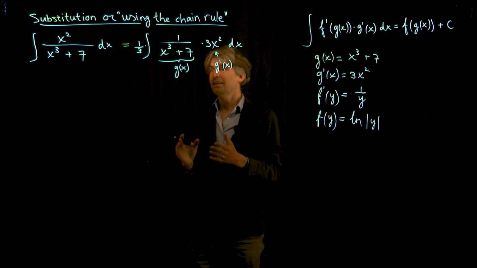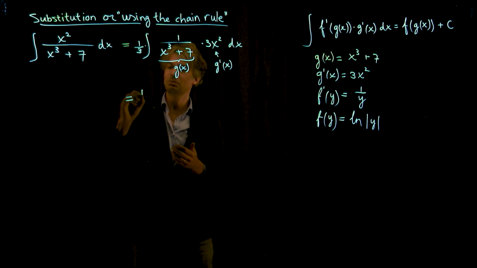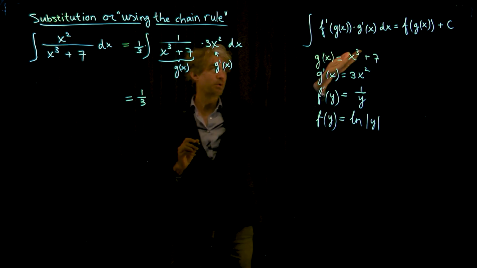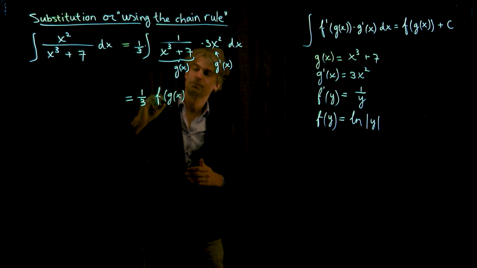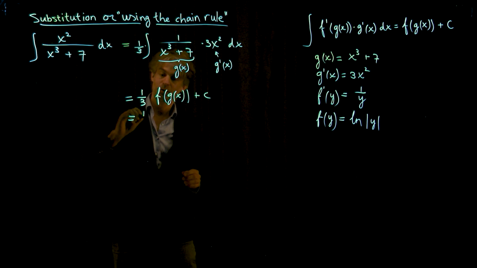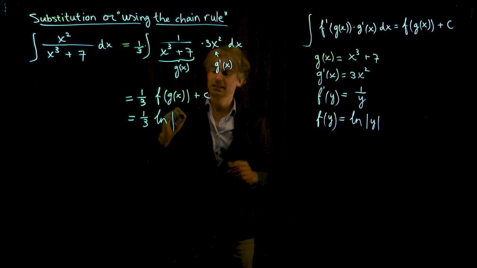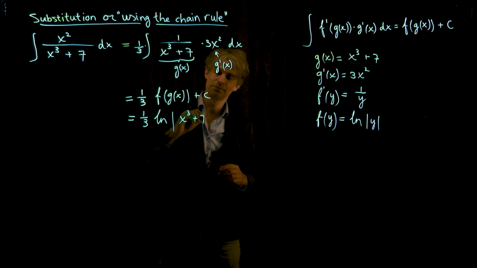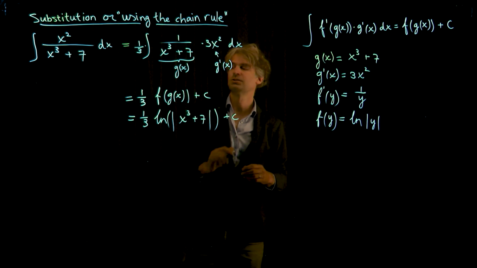And the nice thing about using the chain rule now like this, or substitution if you want, is that we're already done. So we have this 1/3, and now I just have to plug in the f of the g of x plus a constant. Well, f is ln of y, so it's 1/3 times ln, absolute value. Now plug in g, that is x to the cube plus 7, close it off, and maybe to be sure, put brackets around this, and then say plus a constant.